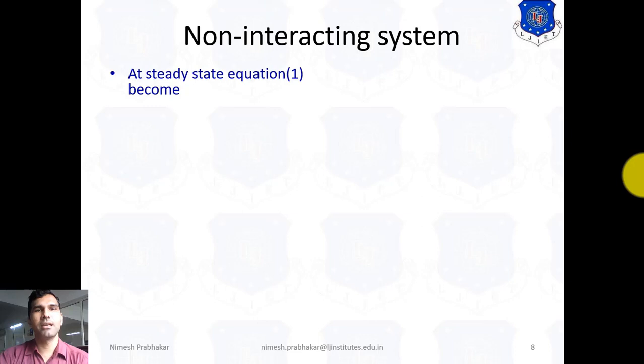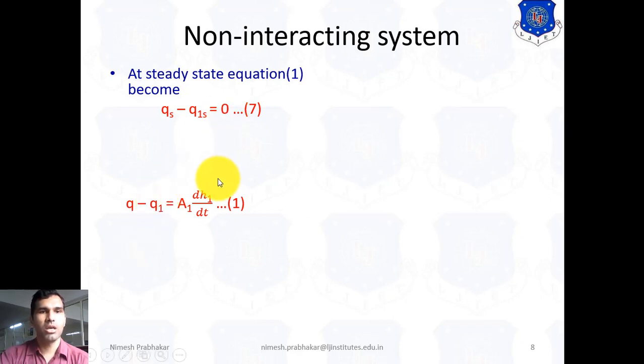Now at steady state, equation 1 becomes Qs minus Q1s equals 0, because we know that at steady state there is no accumulation, that means there is no change in the liquid height. So this derivative term is 0, so A1 into 0 is nothing but 0. Here we write the steady state value of equation number 1. Qs indicates the steady state value of Q, and Q1s indicates the steady state value of Q1.